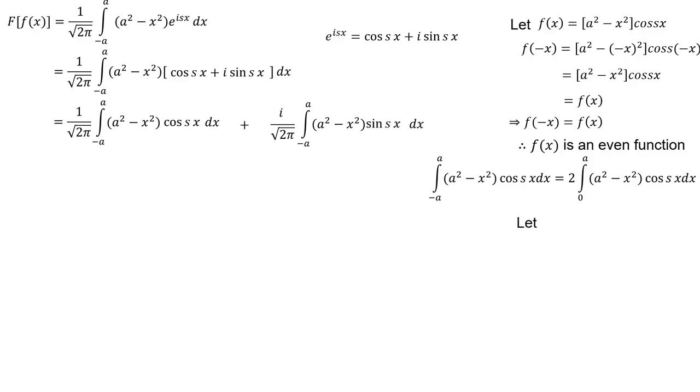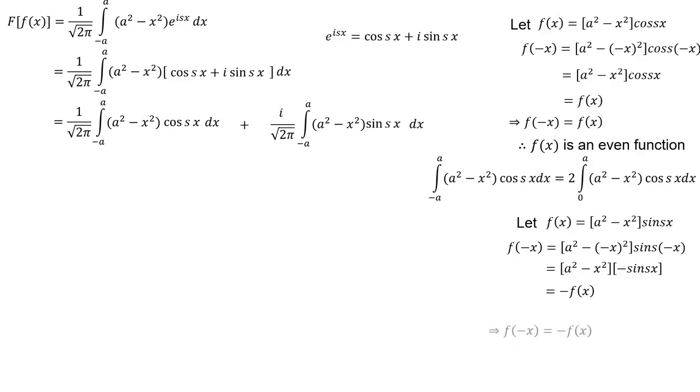Again, we consider the second function, f(x) = (a² − x²) sin sx. Replace x by −x. We get (a² − (−x)²) sin(−sx). Here (−x)² is again x², and sin(−θ) is −sin θ, so it becomes −sin sx. Taking that minus to the front, it becomes −f(x). Therefore f(−x) = −f(x), so our function f(x) is an odd function.